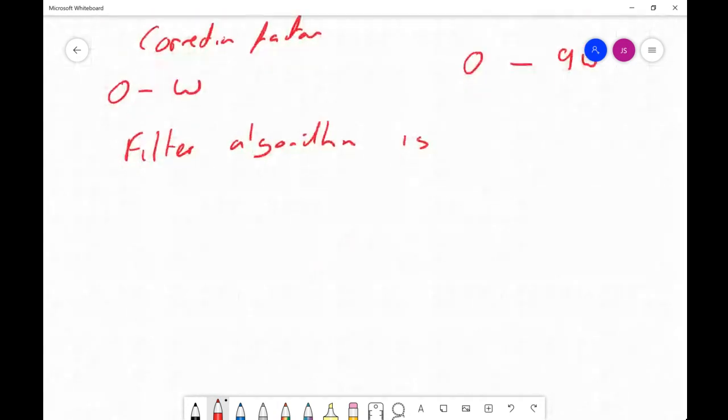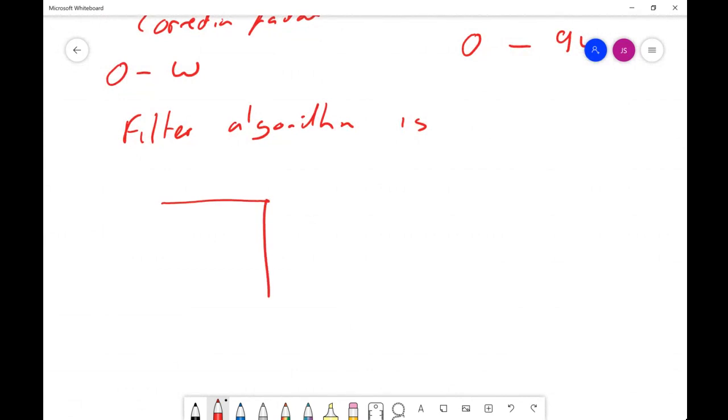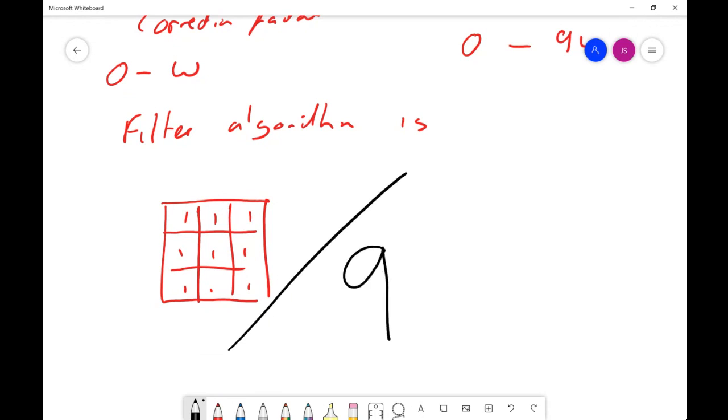is the window, the unit weights, 1, 1, 1, 1, 1, 1, 1, 1, 1, and you have to divide by 9. Or you could assume the weights were 1 over 9, both the same.